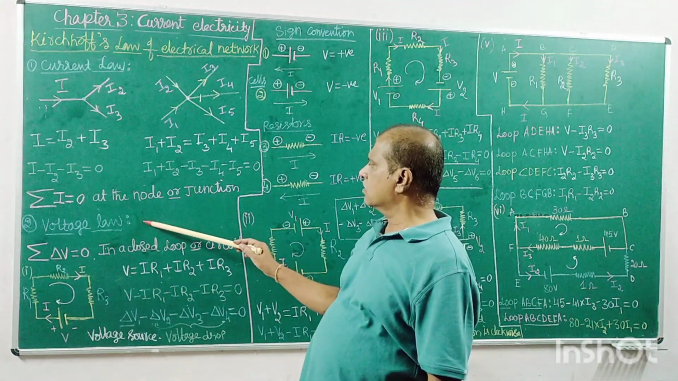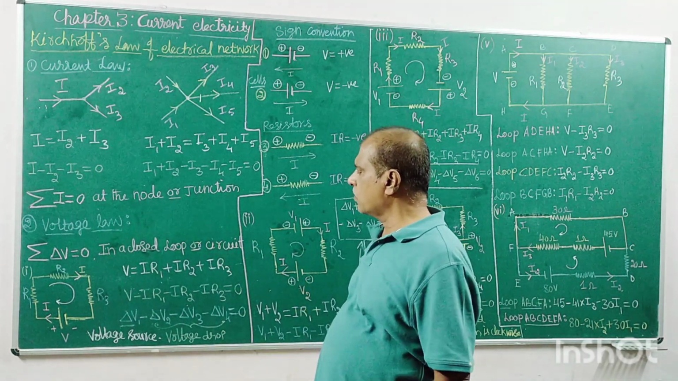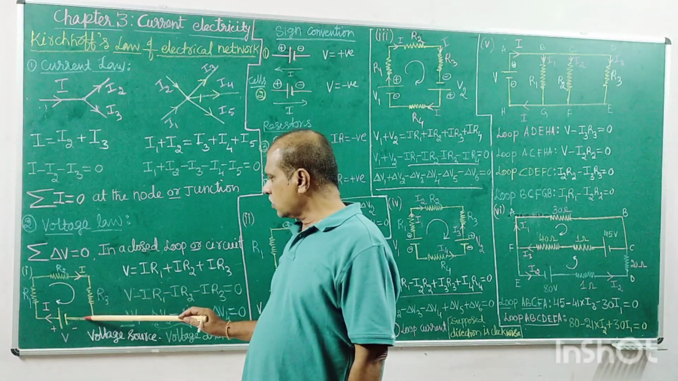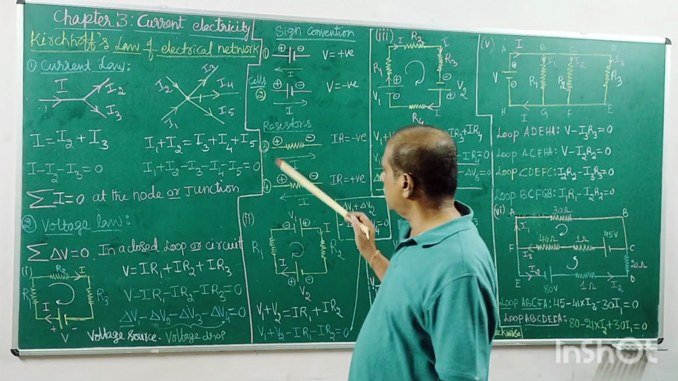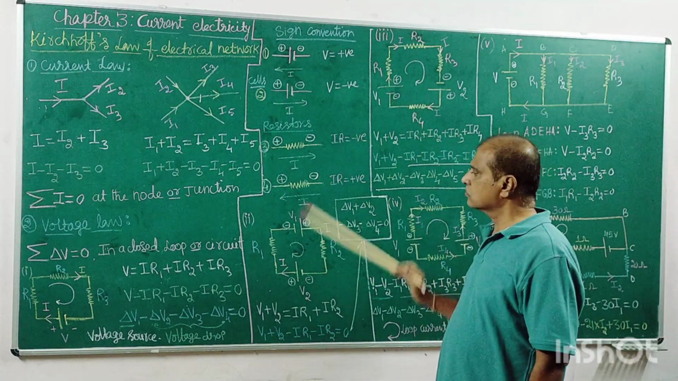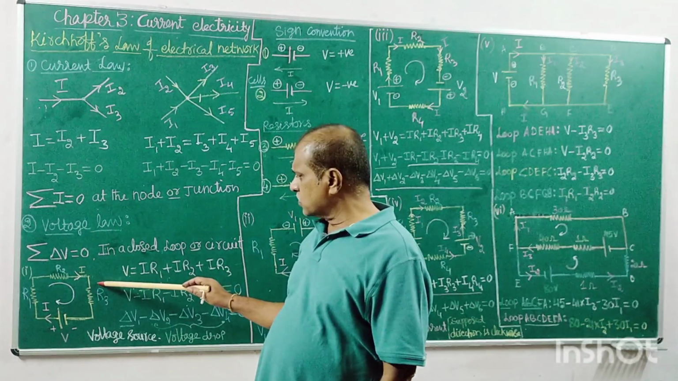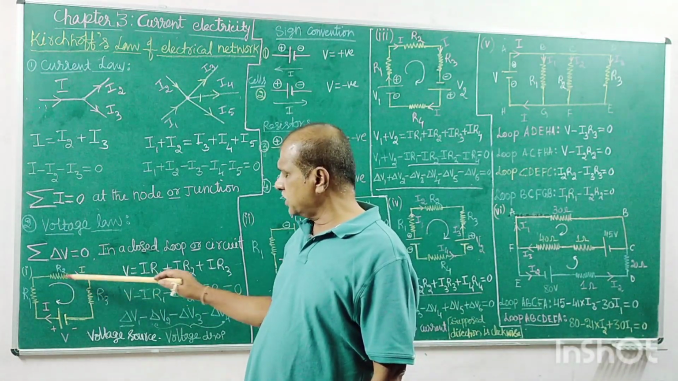What is the second law? Voltage law. This is applicable for a loop like this, a closed loop or closed circuit like this. So we have circuits like this. In this closed circuit or loop, we have a number of elements. These elements are connected either in series or parallel.